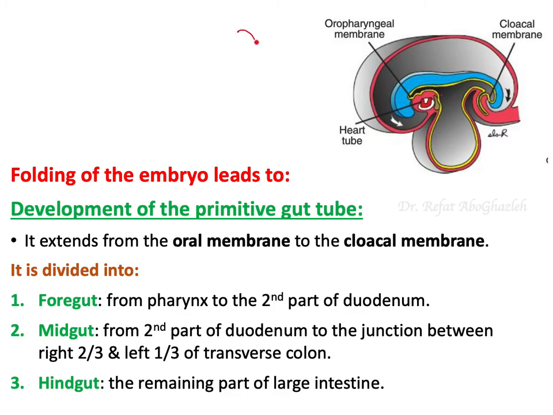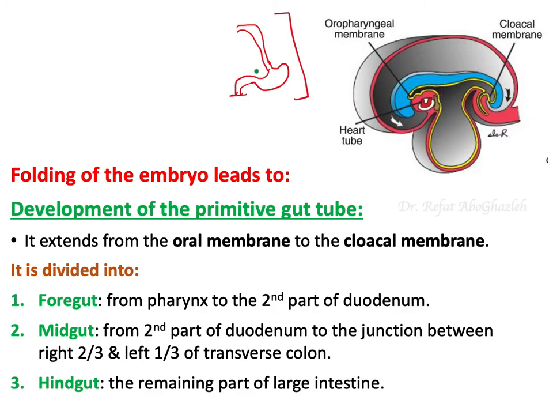So the foregut starts from the pharynx, then after the pharynx, we have the esophagus, then it gives the stomach, then after the stomach you have the duodenum. But not all the duodenum, just the first and the second part, right? Because the duodenum has 4 parts, just the second part of the duodenum. So these structures develop from, or represent, the foregut, right? So from the pharynx to the second part of the duodenum.